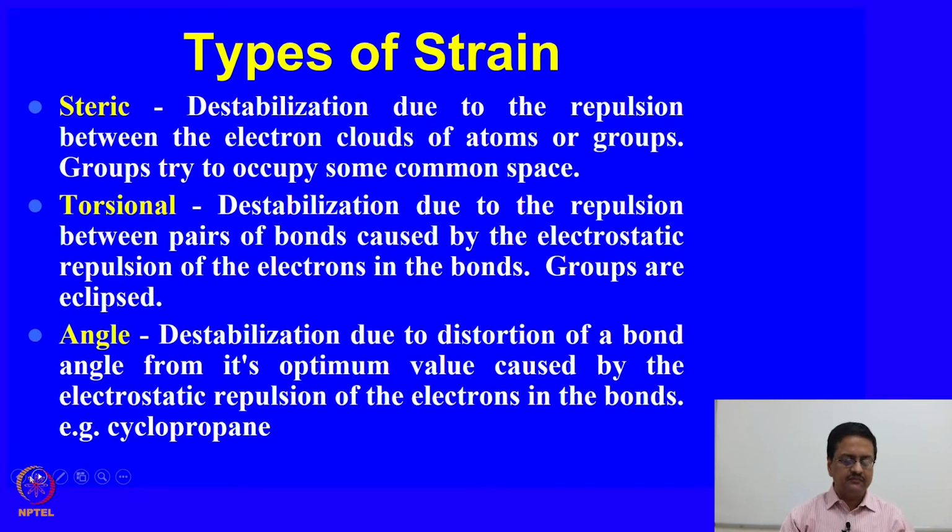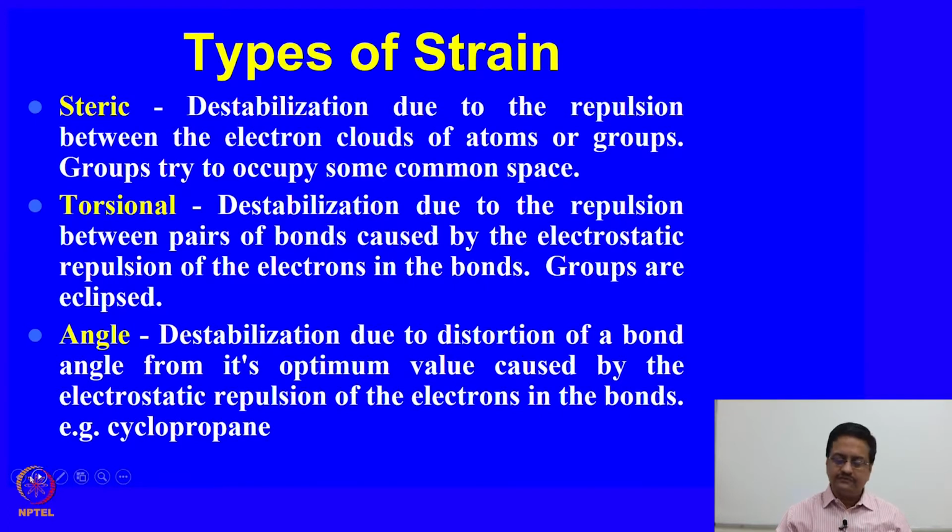Suppose, for example, I had 2 bromine atoms connected to the 2 carbon atoms on ethane, as I tried to show in the previous lecture. When these 2 bromine atoms are in the eclipsed conformation, there is a steric strain, because these 2 bromines are large enough to repel each other. The electron densities are very large on bromine atoms, and that creates a steric repulsion, giving a steric destabilization.